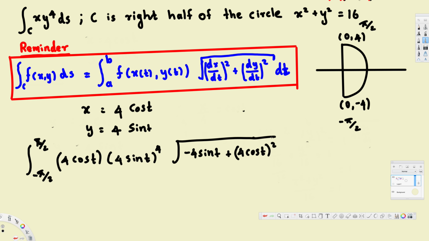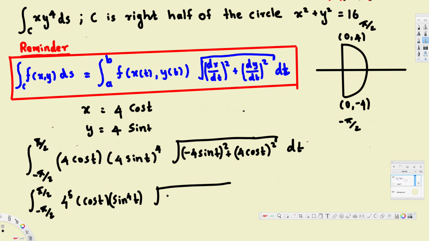We are going to square both of them, and also we are going to integrate all of them with respect to t. Now let's simplify this one. This is going from negative 5π/2 to 5π/2. Now here we have a 4, and for this one we have 4 power 4. 4 power 4 times 4, that's going to be 4 power 5, and we are left with cos t times sine power 4 t, and then in the square root we are going to have this going to be 4 square.